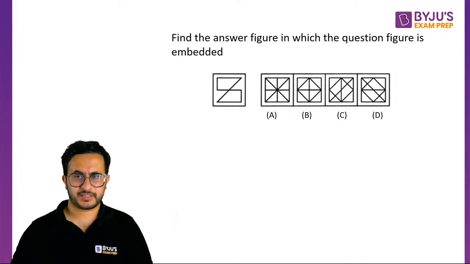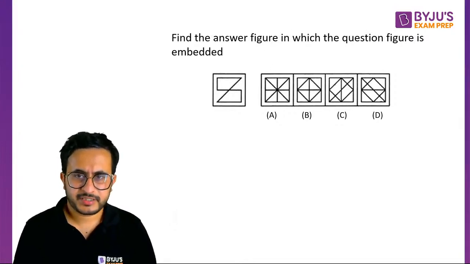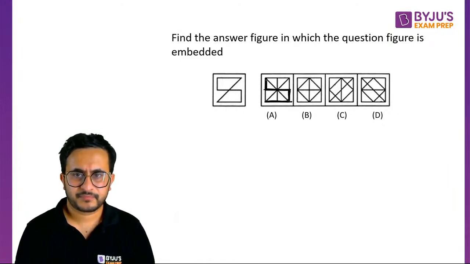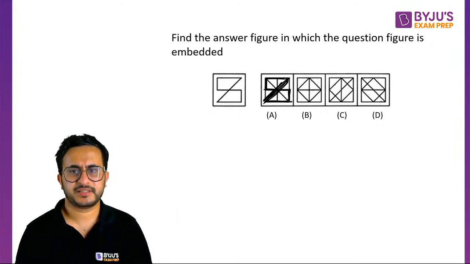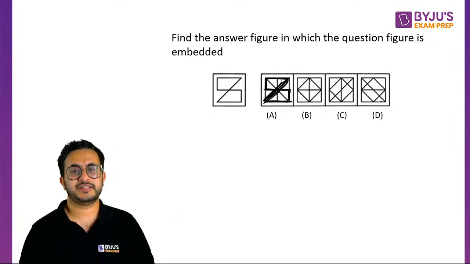Okay, so all of you are answering it A. So let us check option A. If you see this shape, this is hidden like this. The shape is here, right? So that is the answer.